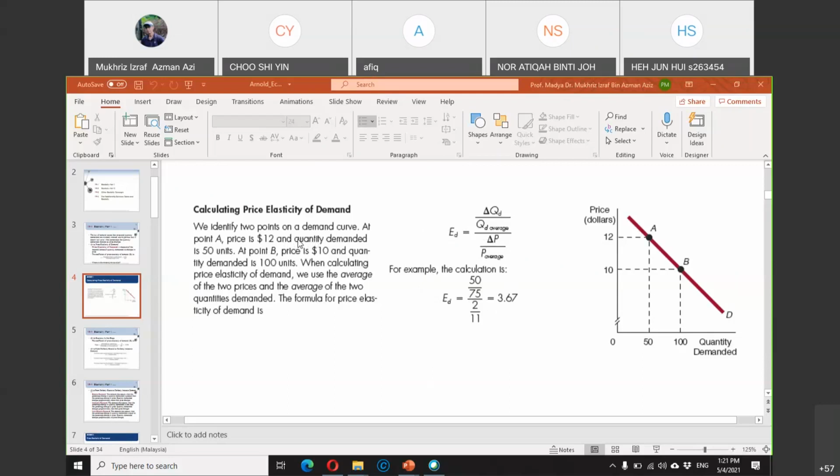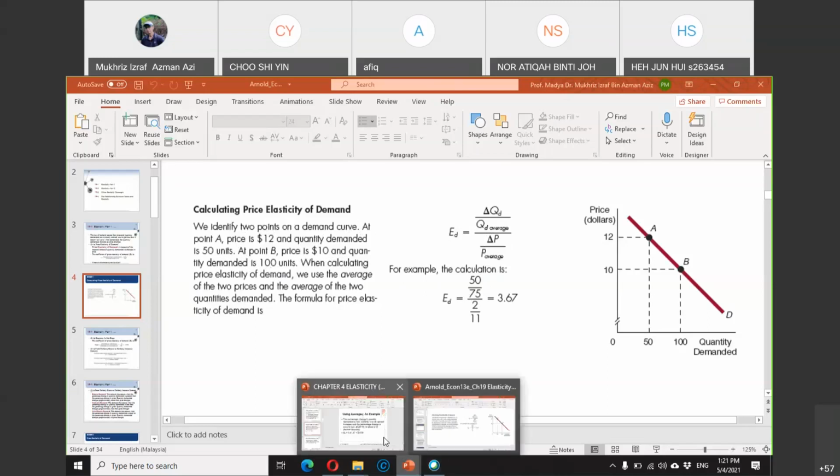So if you look at this simple formula here, how do you get 3.67? First you need four values: price and quantity before, and price and quantity after. The top part here is the change in QD, and the bottom part is the change in price. So just take the Q values, before and after. Before is 150, after is 100. So 100 minus 50, you get 50, and then you take the average between the two. 100 plus 50 is 150, divide by 2, you should get 75.